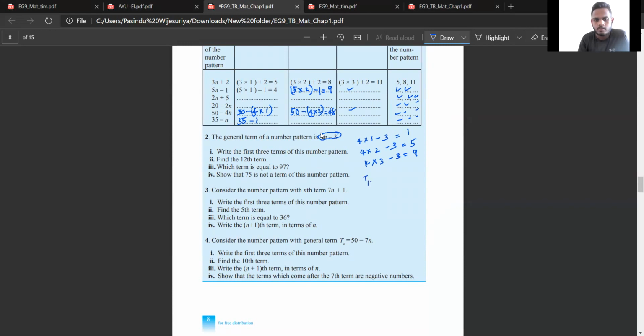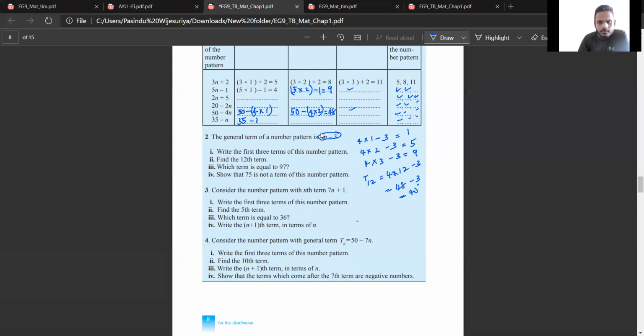For the 12th term, T12 equals 4 into 12 minus 3. 12 into 4 is 48, minus 3 is 45. Then, is 74 one of the numbers in the number pattern?